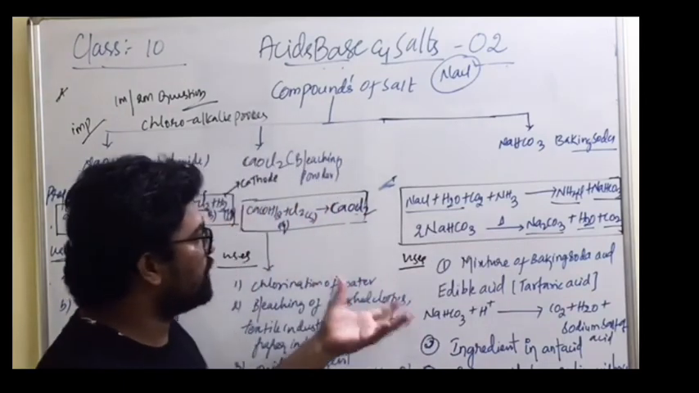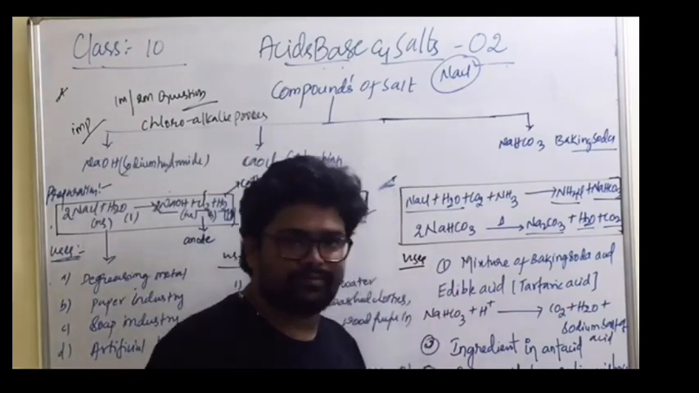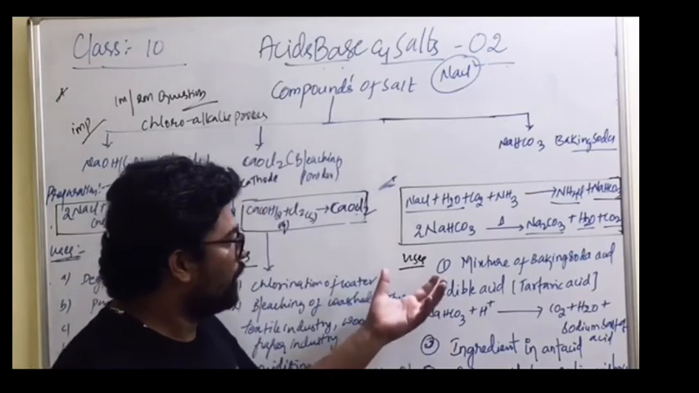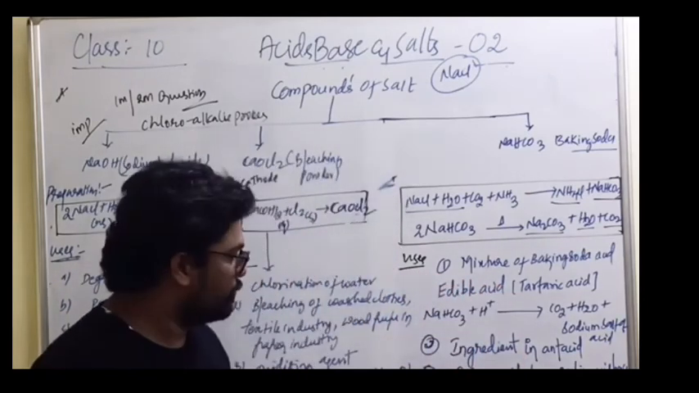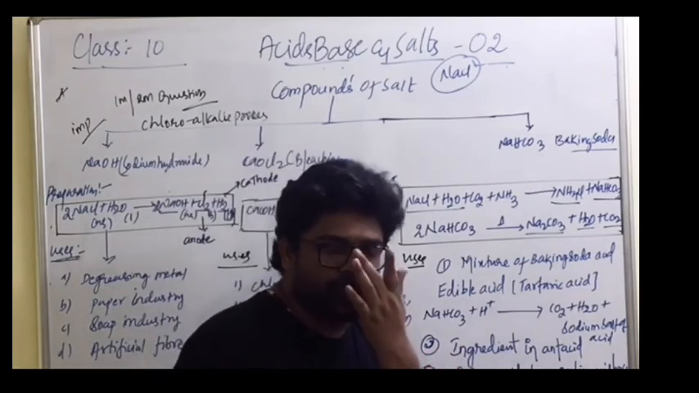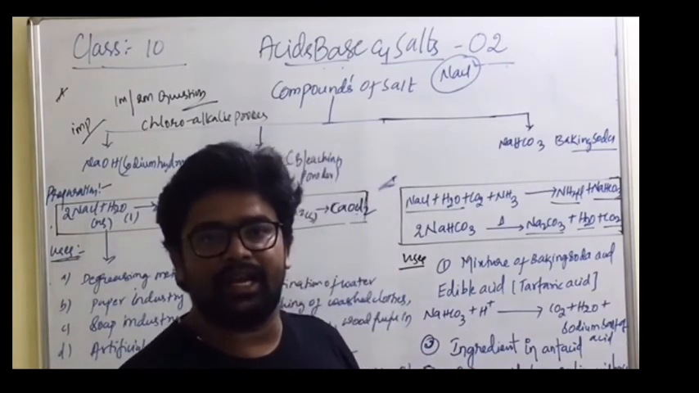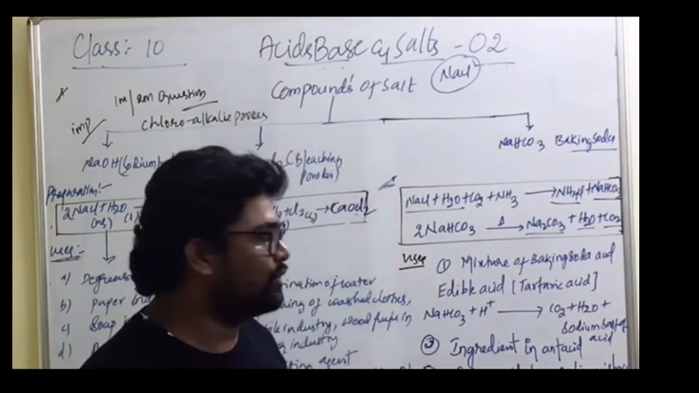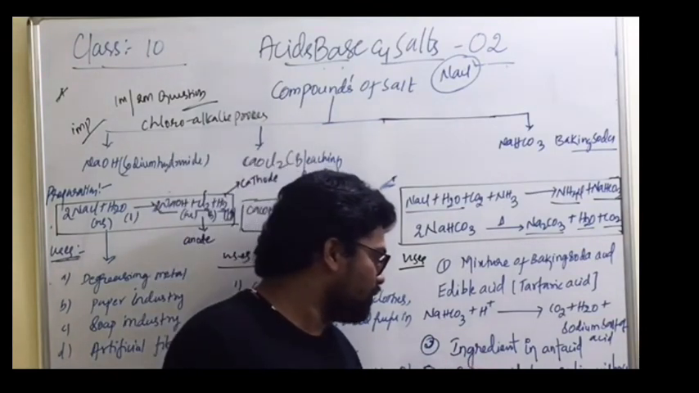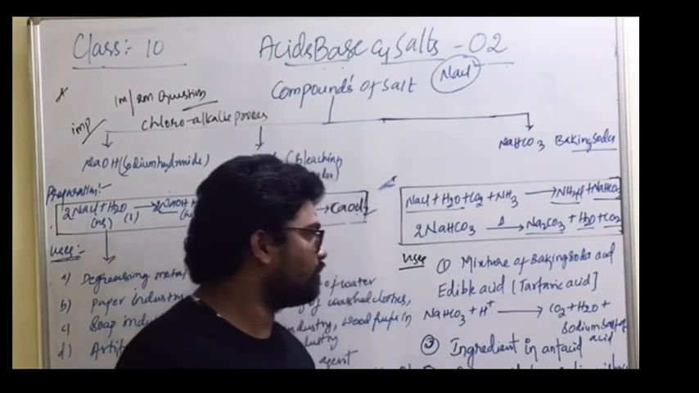The baking soda which is prepared has the following uses. It is used as an ingredient in antacids. What is an antacid? We have discussed in the effect of pH in daily life: to neutralize the acidic condition of the stomach, we use an antacid. It is also used in the soda acid fire extinguisher.